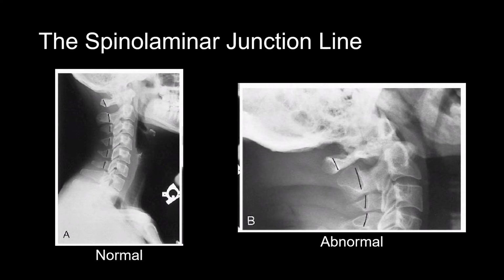The spinolaminar junction line is similar to George's line, although it uses the sclerotic density you see as the lamina meet to create the spinous process. It's helpful to determine where C1 is, because since C1 doesn't have a vertebral body, we have to use this instead. In this abnormal view, you can see that the spinolaminar junction line on C1 is far posterior to everybody else's, indicating we have a posterior translation of C1.